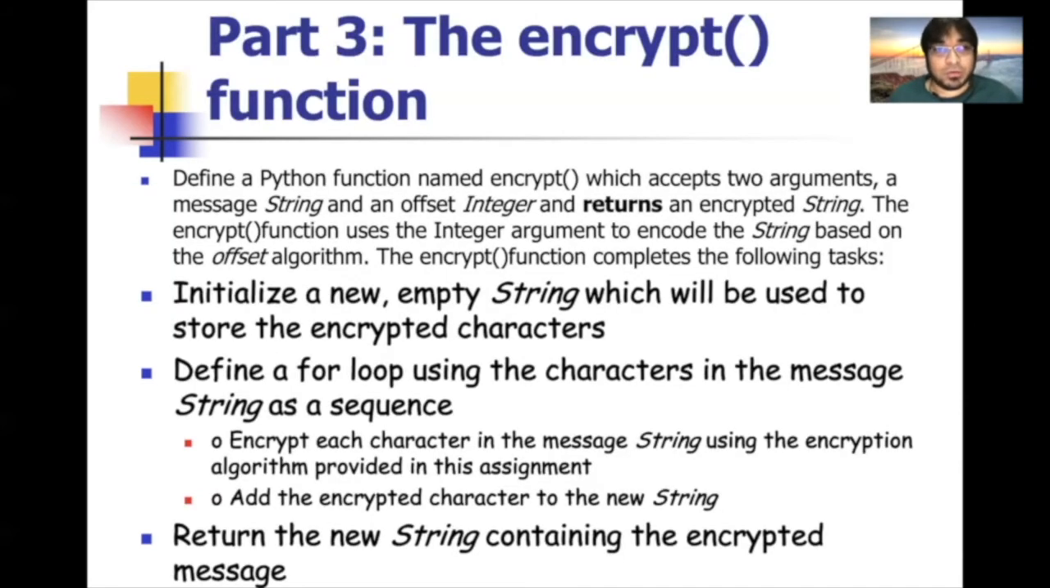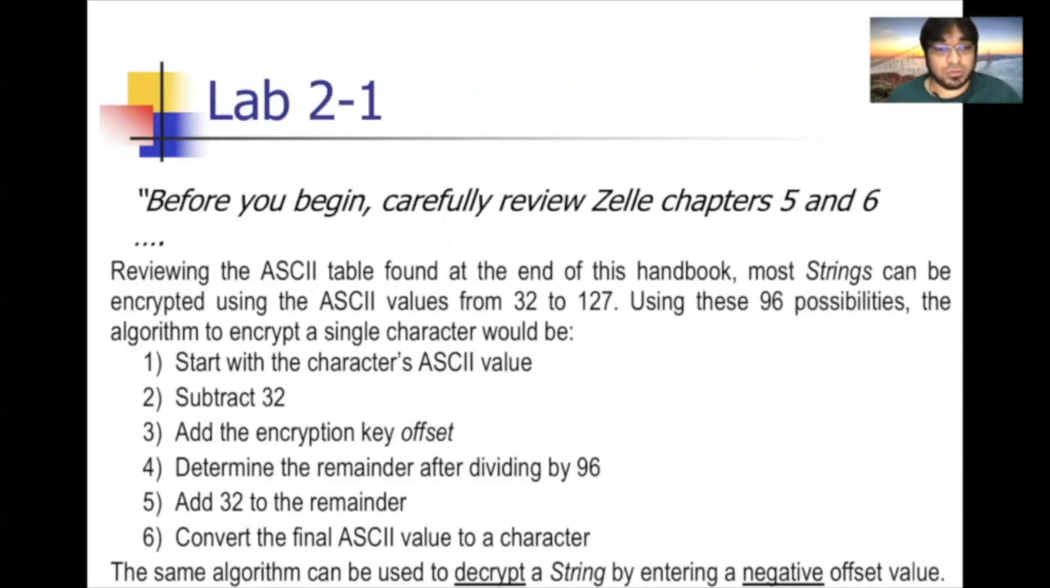Okay, so now part three is the encrypt function. We will write a function called encrypt, which will accept two arguments. If you recall, in the programming exercise we accepted one thing, the number of the grade that we were calculating, but this time we will accept two arguments: a message string and an offset integer. And we're going to return an encrypted string. How we're going to encrypt it is based on the algorithm I just showed you here.